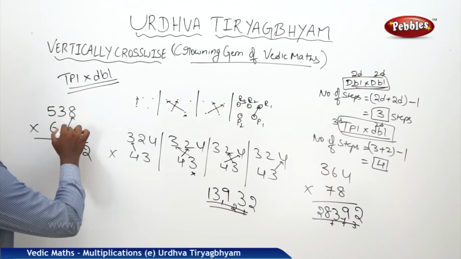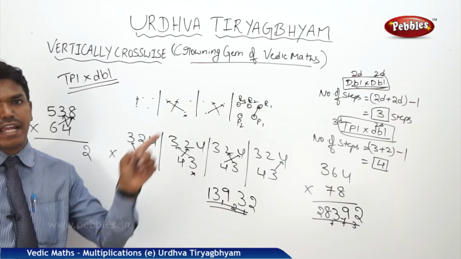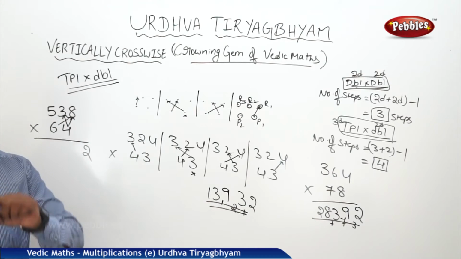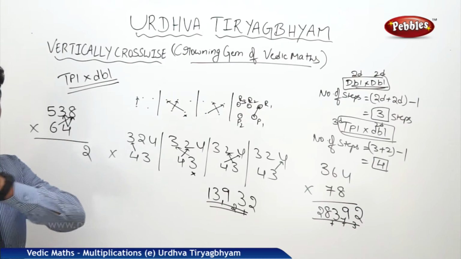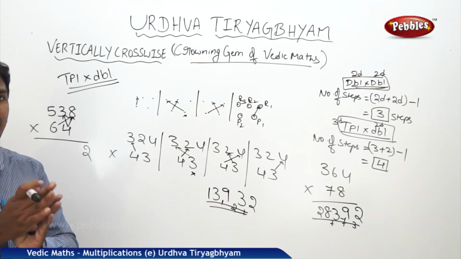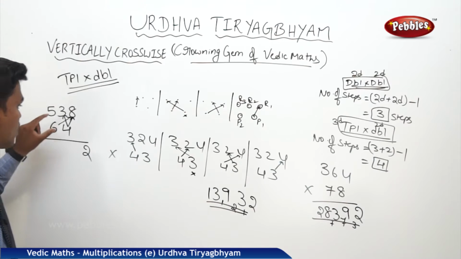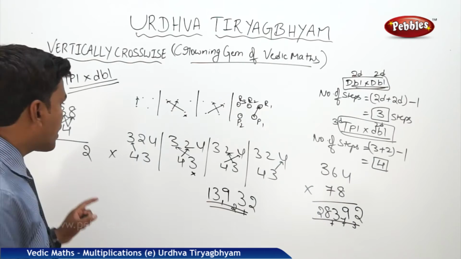Now first goes to second, second goes to first. So 3 4s are 12. Immediately add the carry. What is the carry there in the mind? 3. So 12 plus 3, 15. Why am I saying to add the carry immediately? Otherwise you will forget. There is a chance of forgetting the carry. That's why you need to add the carry immediately. So 3 4s are 12, 12 plus 3, 15.